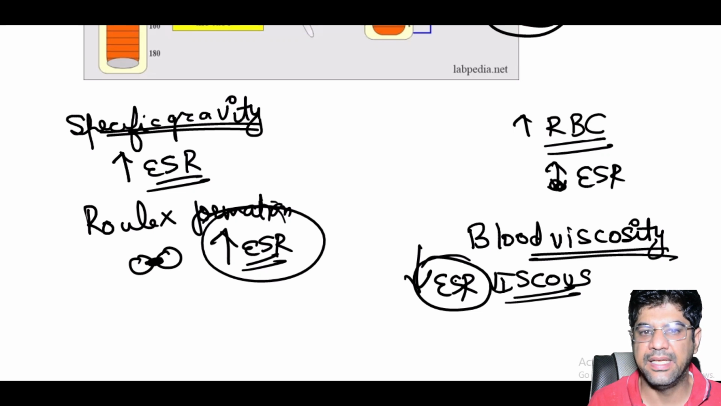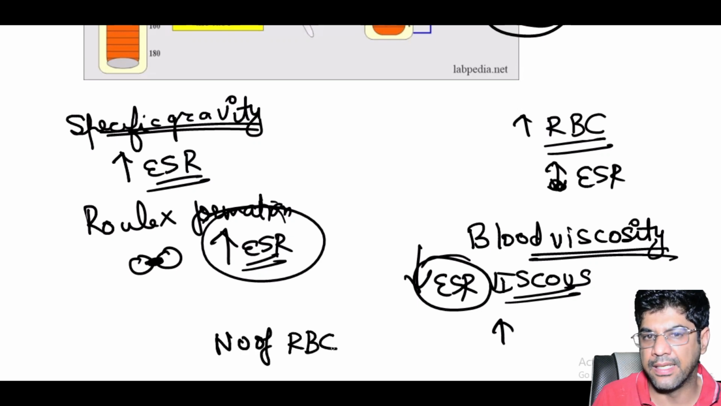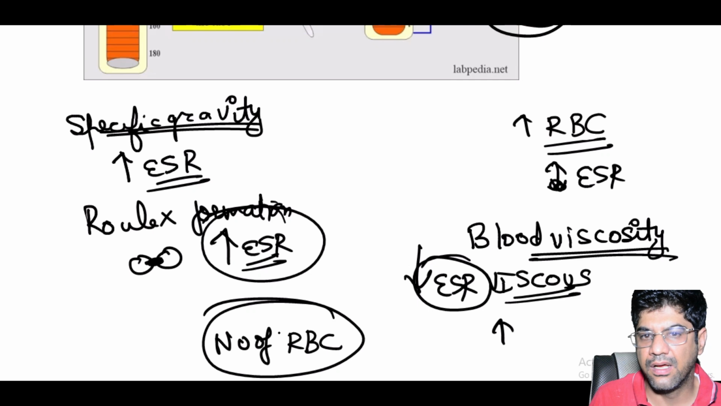Second is when there is an increase in the number of RBC. So more red blood cells means thicker blood that resists settling faster and lowering the ESR.